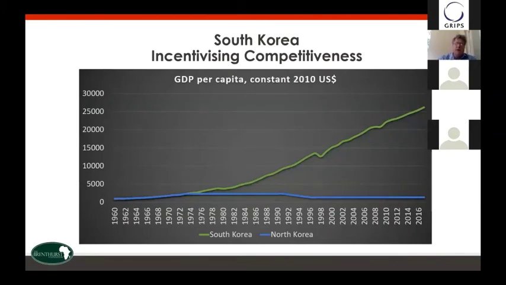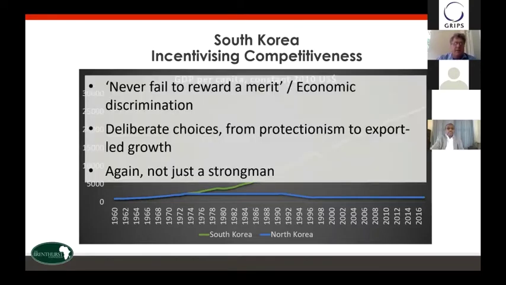South Korea is a story of incentivizing competitiveness, a country that was much poorer in the early 1960s than most African countries. Park, together with a measure of fairly heavy-handed, at times, repression or encouragement, let's say, of his commercial leaders, plus an incentivization of those that exported, led to this tremendous growth upsurge, not only leaving Africa behind, but also leaving the north of Korea behind at the same time.